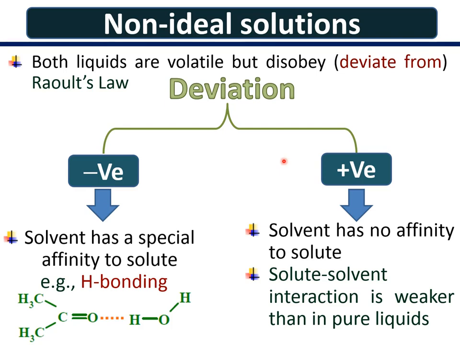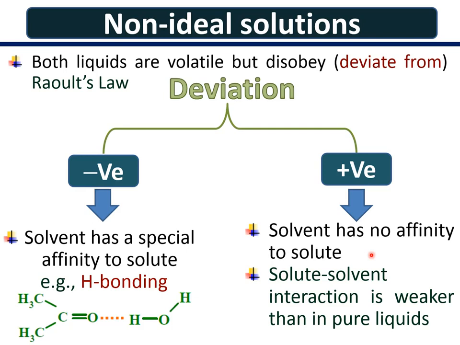Again, for the negative deviation, the vapor pressure will be lower than predicted by Raoult's law, and delta H will be negative, and this is actually an exothermic solution. Delta H will be negative for the formation of the solution. The opposite is true for the positive deviation, where the observed vapor pressure will be higher than predicted by Raoult's law, and delta H will be positive, and that means that the solution formation is endothermic. You should connect all these features together, okay?